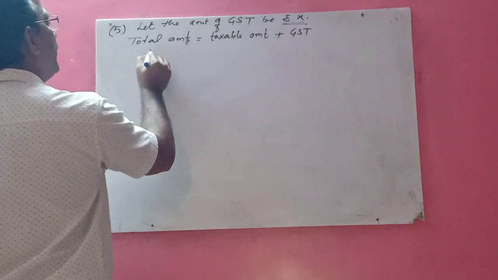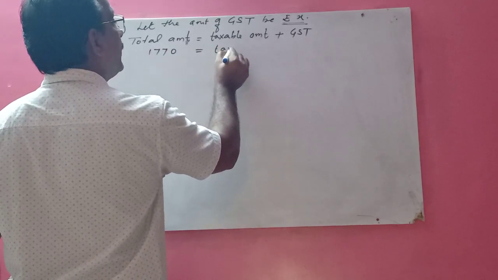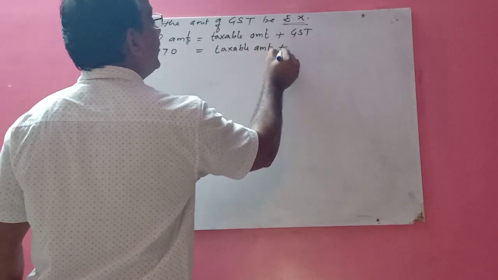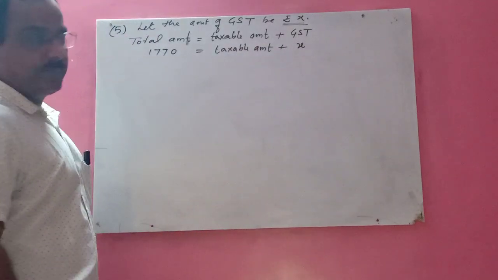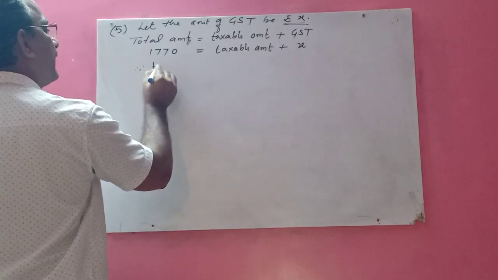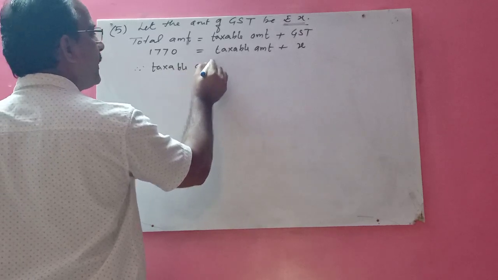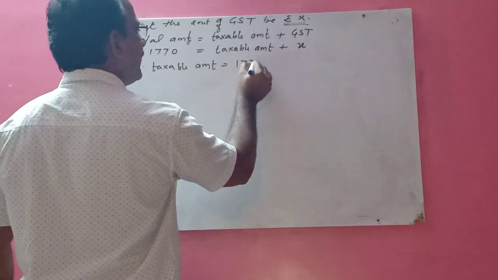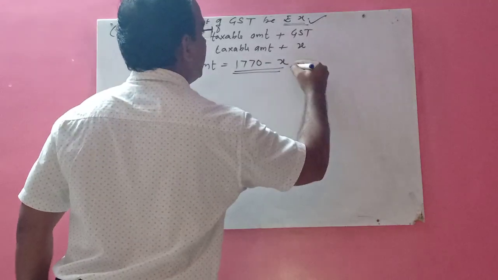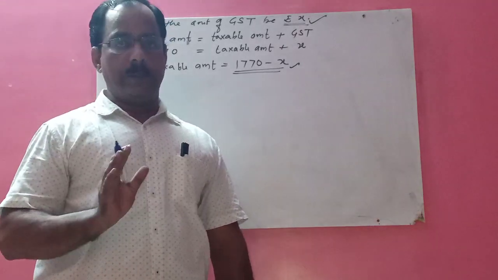Total amount is how much? 1770. We don't know the taxable amount. GST I have taken as X. If I transfer X to this side, what will I get? Taxable amount is equal to 1770 minus X. Okay, so now you have GST and you have the taxable amount.